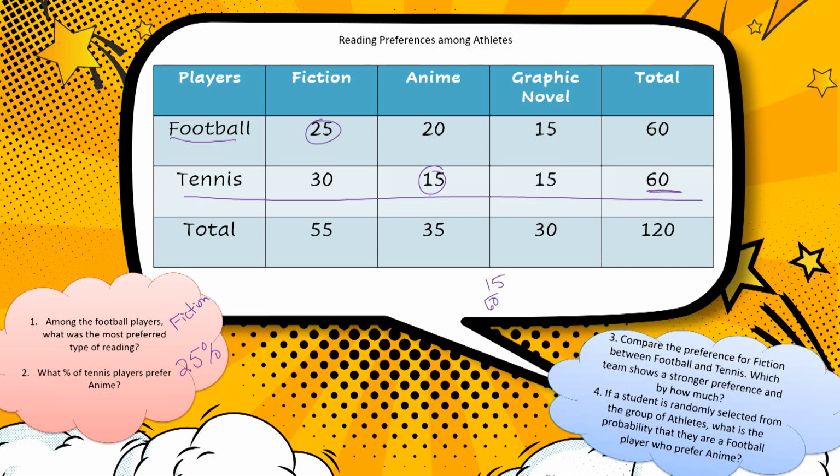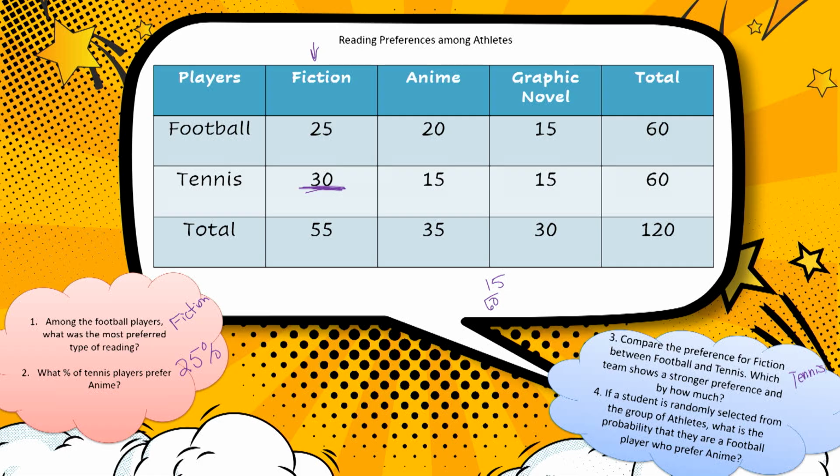All right, number 3 says, compare the preferences for fiction between football and tennis. Which team shows a stronger preference and how much? So I'm going to erase these so I can look to see what we've got. So it's wanting what? The fiction, so this one right here, of both, and which team shows a stronger preference? Well, obviously, my tennis shows a stronger preference because I have 30 out of 55, and football was 25 out of 55. So, obviously, tennis preferred the fiction. And then it says which team shows, and we compared, and so we did that.